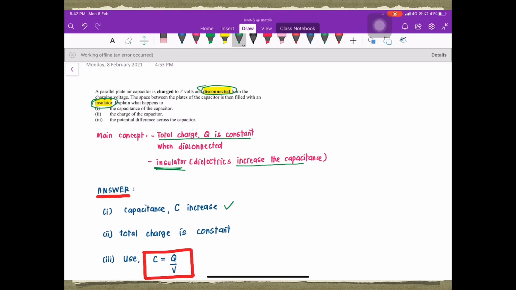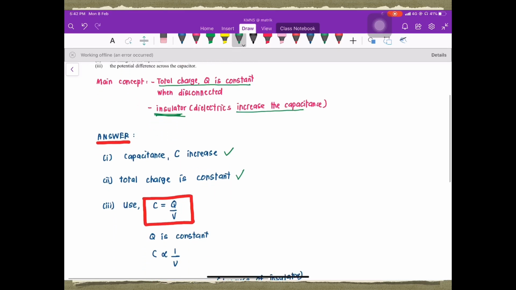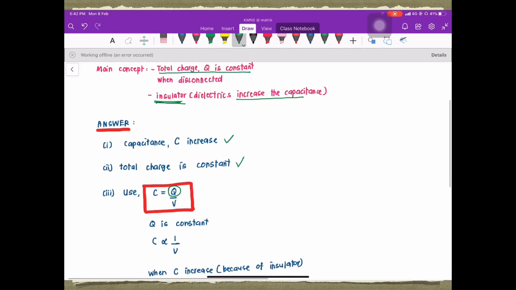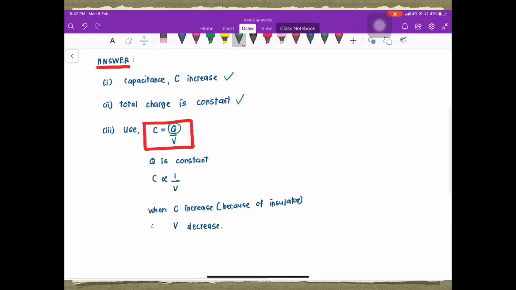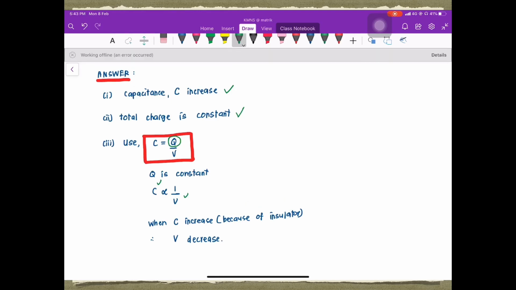Alright. So next, the total charge is constant. When Q is constant, applying the equation C equals Q over V, we can see the relationship between C and V is inversely proportional. When the capacitance increases because of the dielectric, what happened to the potential difference? Decrease. So the answer is decrease.